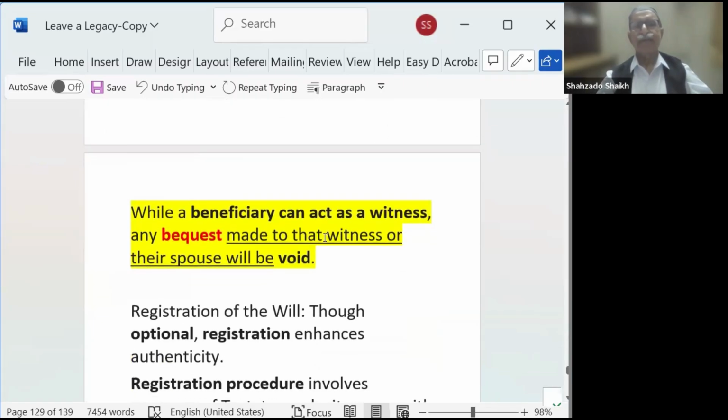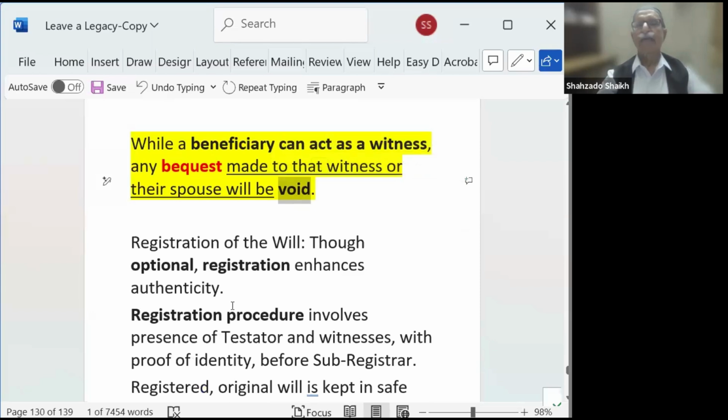While a beneficiary can act as a witness, this point was also raised for discussion, any bequest made to that witness or their spouse will be void. Kindly note this. Although it is allowed, it can be void. Therefore, if you kindly recall, I had suggested that although it is allowed, I don't recommend this, because there are many cases in which it has been challenged and it has been voided.